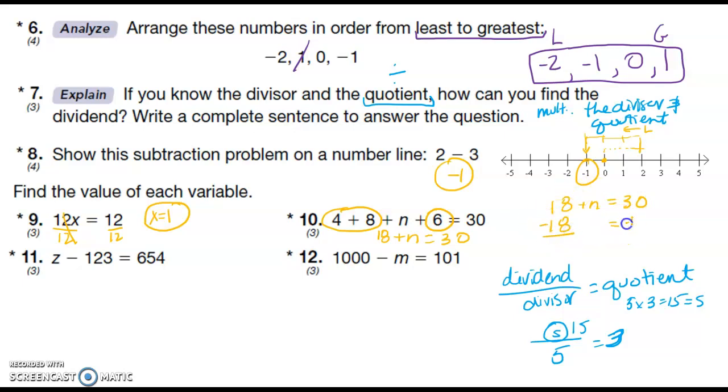What we do to one side, we do to the other side. So this is going to cancel. My n is going to come down. My equals is going to come down. And I get 12.